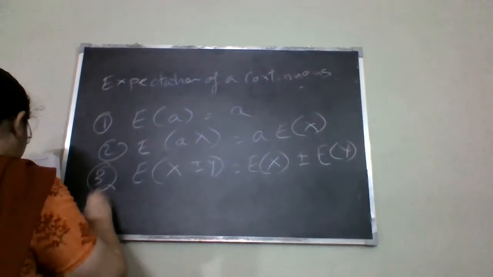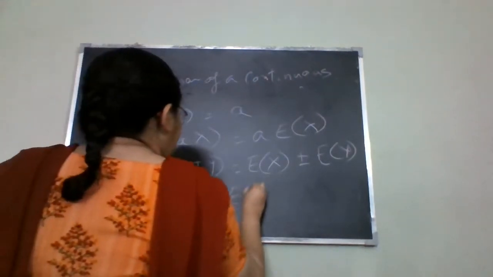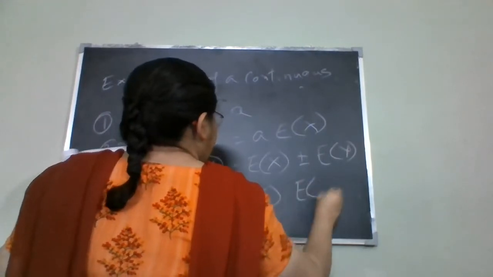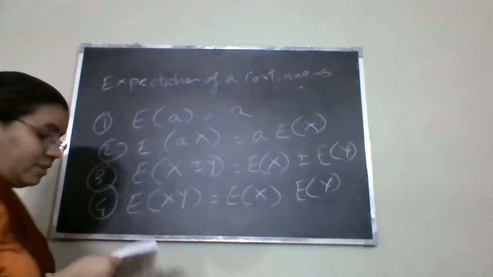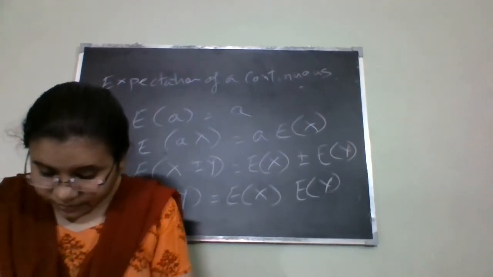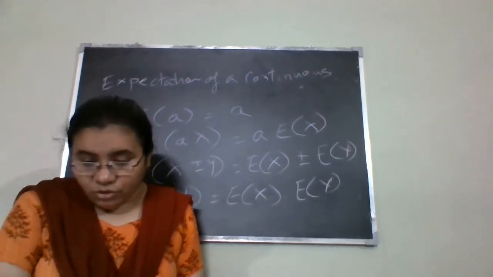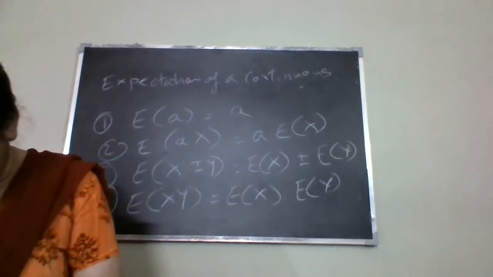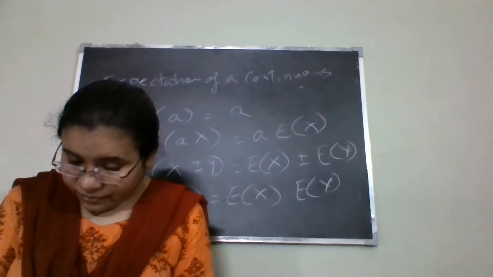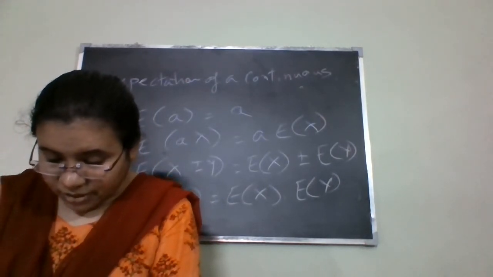Then property number 4, E of X times Y is equal to E of X times E of Y, when X and Y are two independent random variables. The proofs are not needed. Next, go to page number 198 and 199. The illustration you can do by yourself. It is the same thing itself.